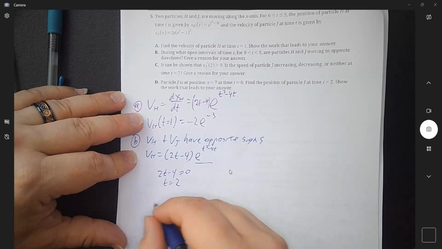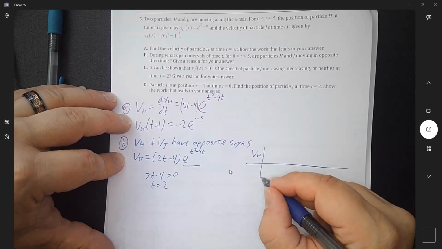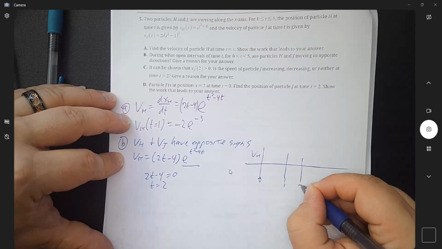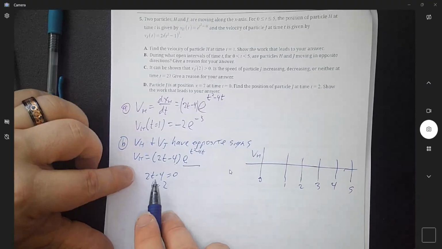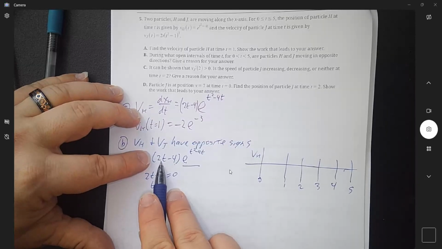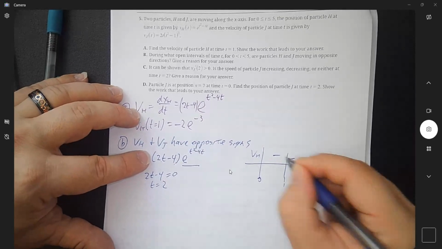Okay, so let's make a little sign chart here. 0, 1, 2, 3, 4, 5, or something like that. So 2t minus 4 is going to be positive for values higher than 2. So VH is going to be positive, positive, positive, negative, negative, okay?